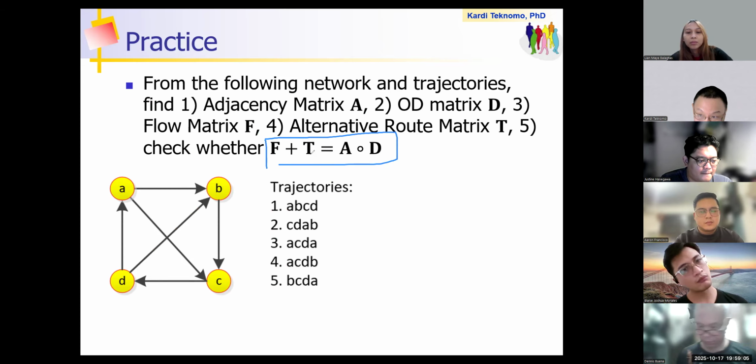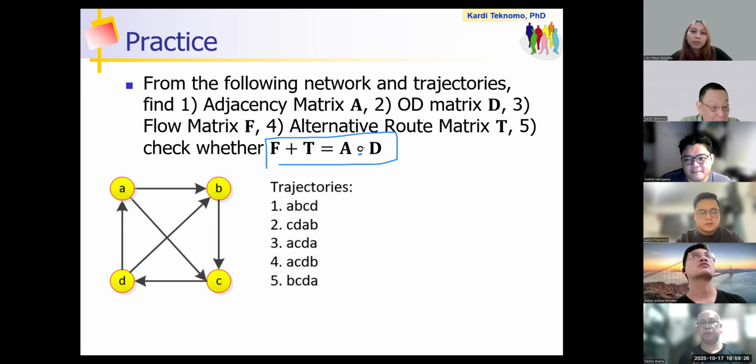But look at it. I can just add the flow matrix and the alternative. Remember, the alternative means there is a direct link, but there is also an alternative. They are using the alternative even though there is a direct link. So this is the adjacency matrix. This dot represents the Hadamard product, which means element by element multiplication. And D here is the OD matrix.